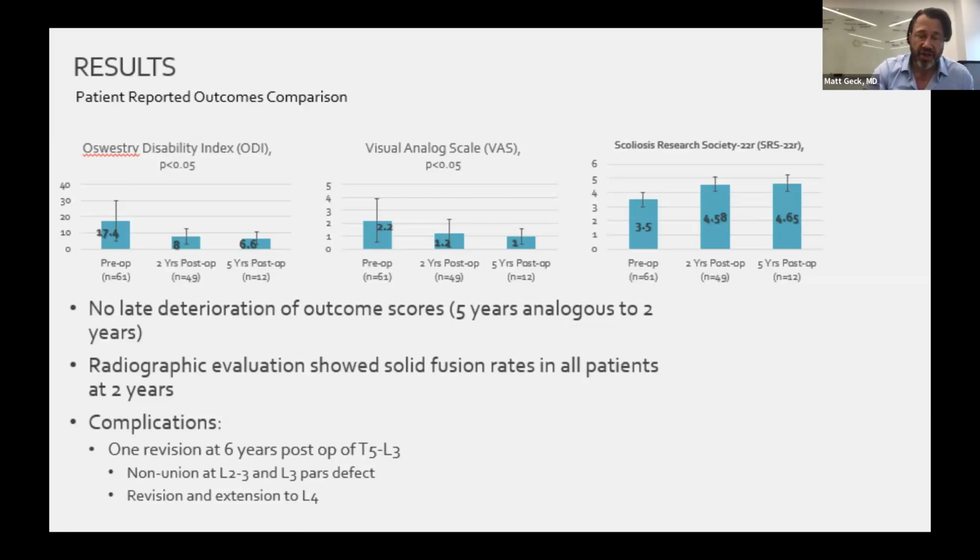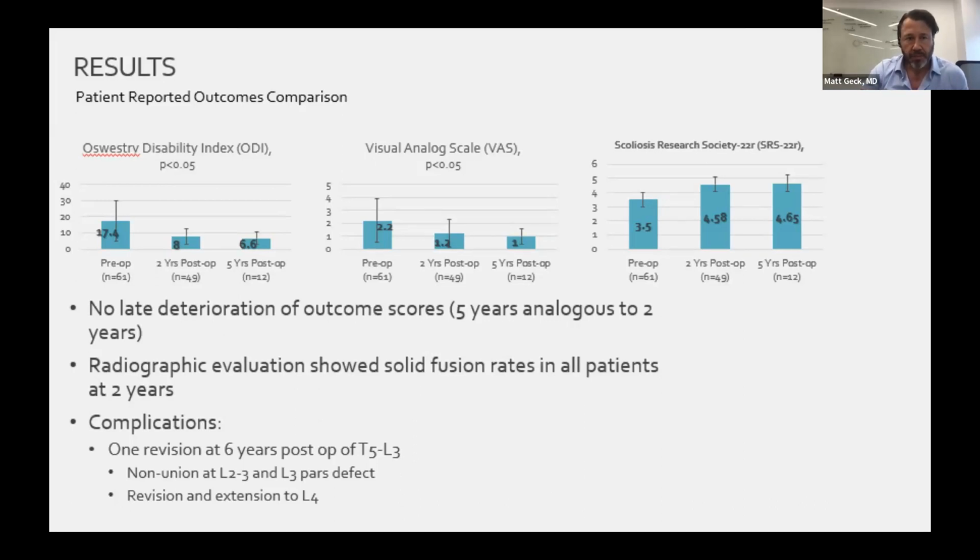that the PROs were the same. We did have one patient show up with a late complication, which was the feared non-union at L2-3. And that has been our only non-union in our cohort that we have found. And oddly enough, there was an L2-3 non-union, but then the level below had an L3 pars defect. So the patient actually got revised and extended down to L4, which is unfortunate. That's always the level we're trying to avoid going to.